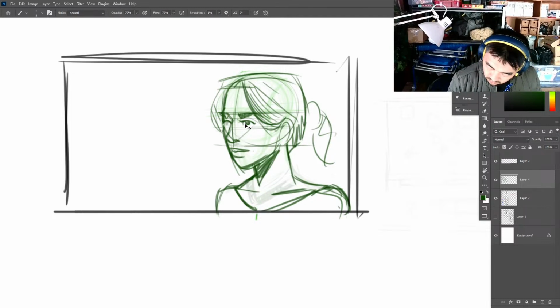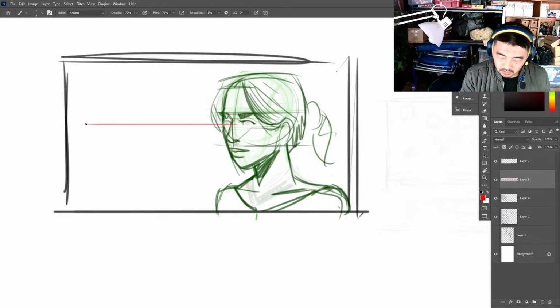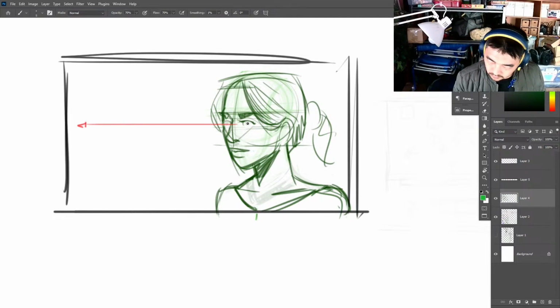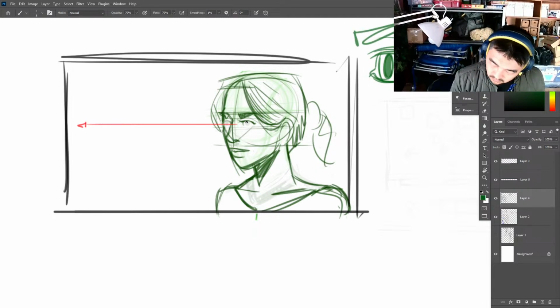I'm going to make her look to the side. Here's the question I've had: how do you make it look like they're looking at somebody over there on that side? Well, you don't draw the pupils rounded like this. You draw them more like this. But I'm going to flip it.